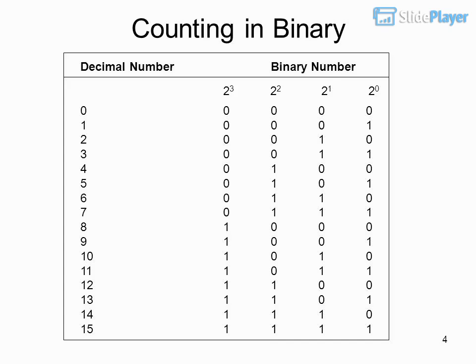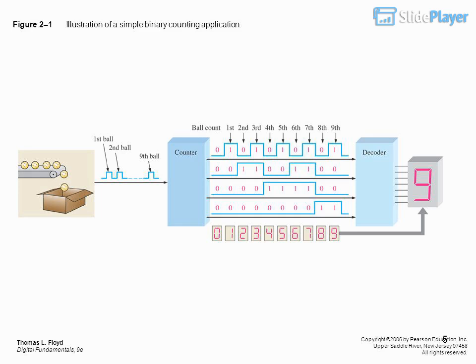0 is 0000, 1 is 0001, 2 is 0010, 3 is 0011, 4 is 0100, 5 is 0101, 6 is 0110, 7 is 0111, 8 is 1000, 9 is 1001, 10 is 1010, 11 is 1011, 12 is 1100, 13 is 1101, 14 is 1110, 15 is 1111. The weights are 2^3, 2^2, 2^1, 2^0. Figure 2-1: Illustration of a simple binary counting application.